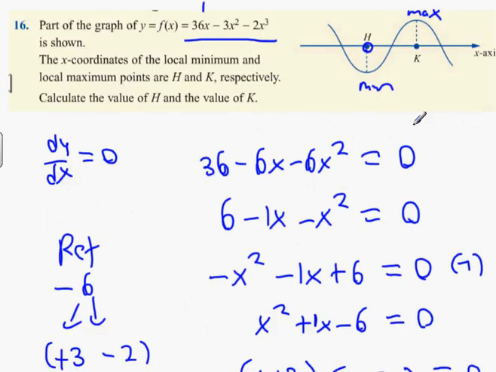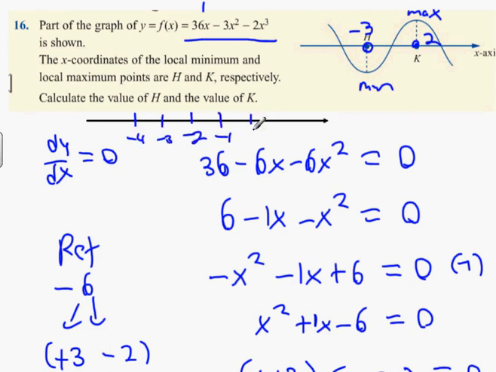Which one's which? Minus 3 has to be to the left of 2. Do you remember the number line, guys? The number line would be like minus 4, minus 3, minus 2, minus 1, 0. See the way minus 3 has to be to the left of 2. That's how you know which one's which straight away.